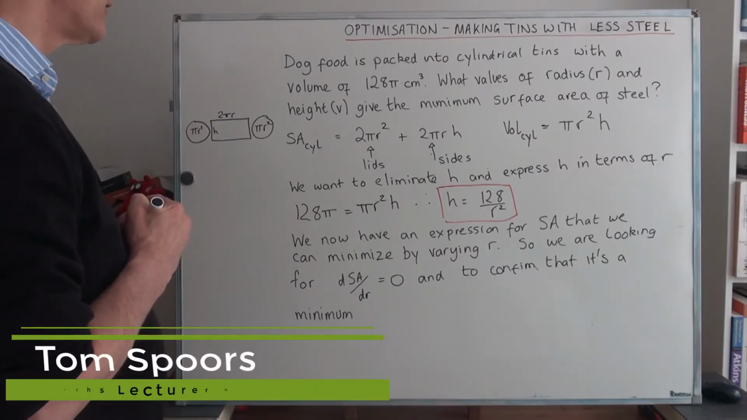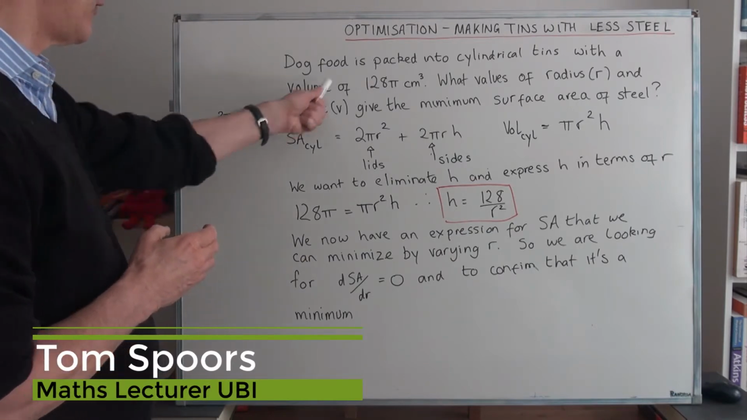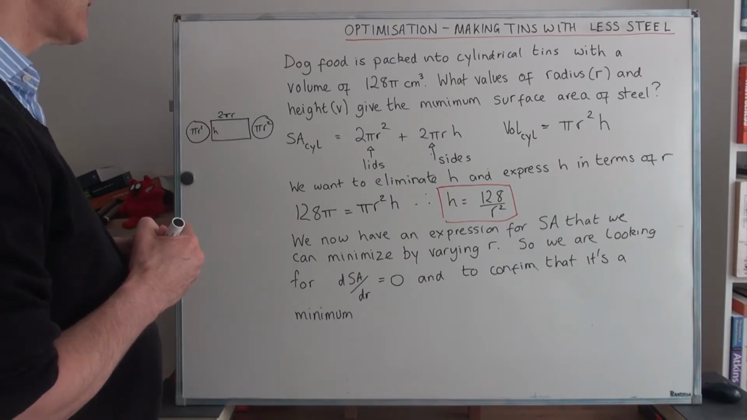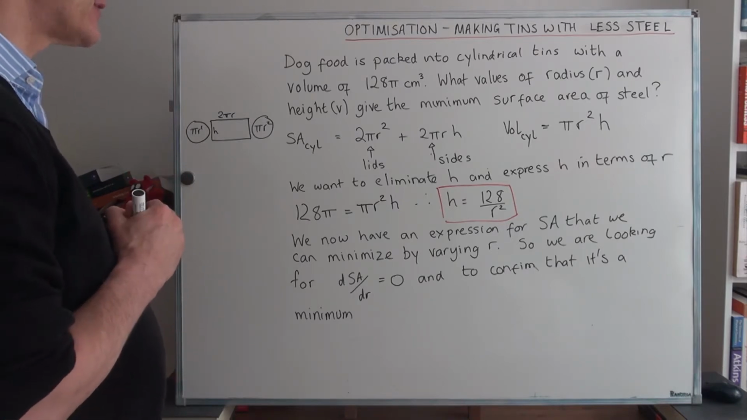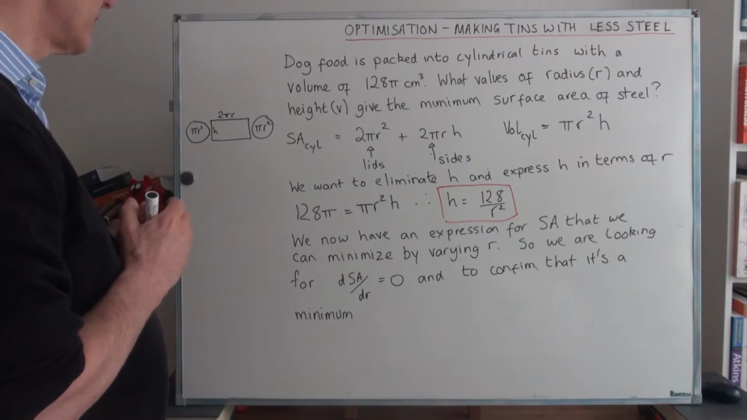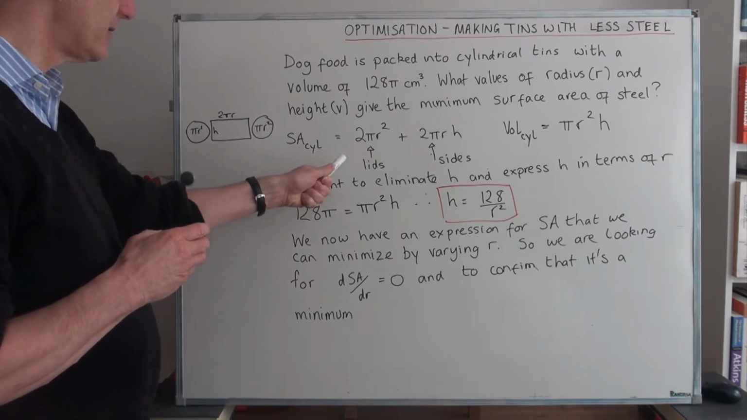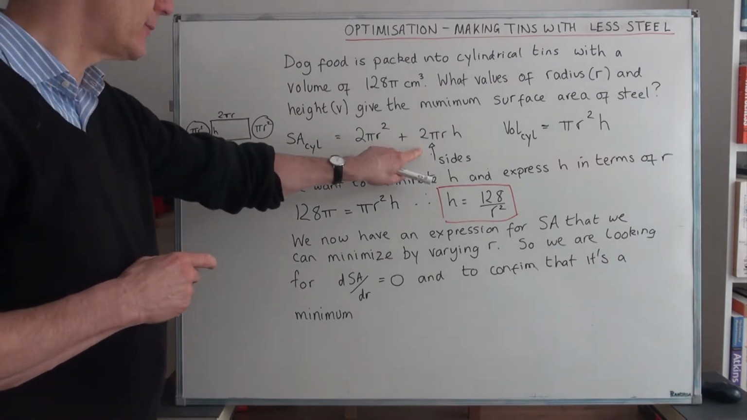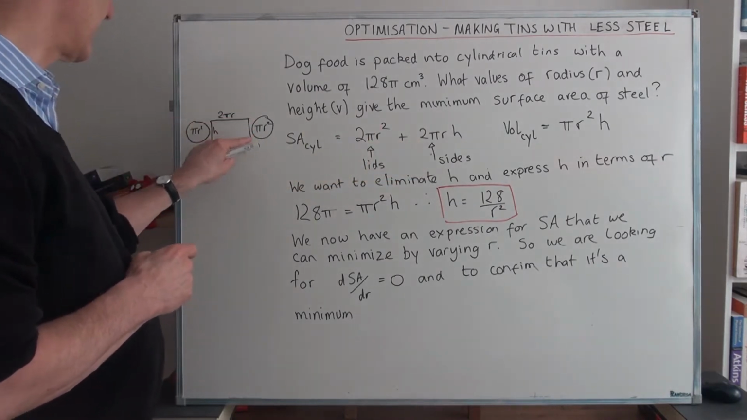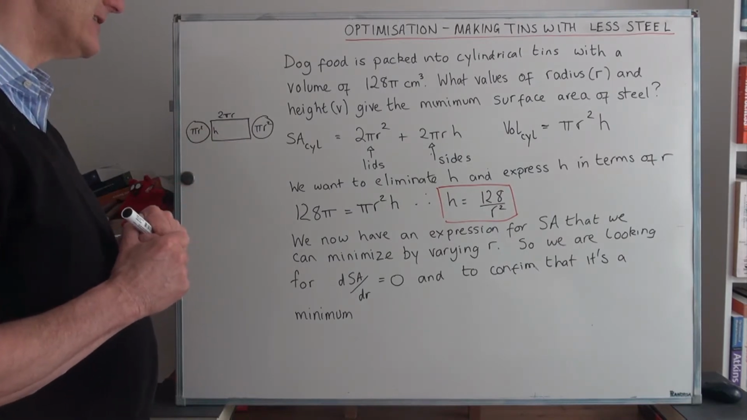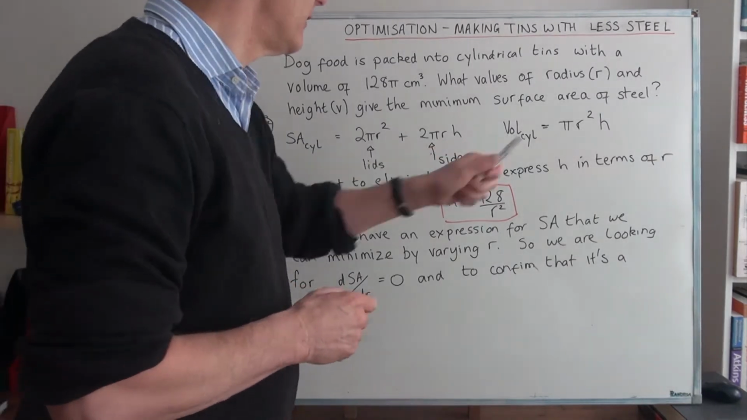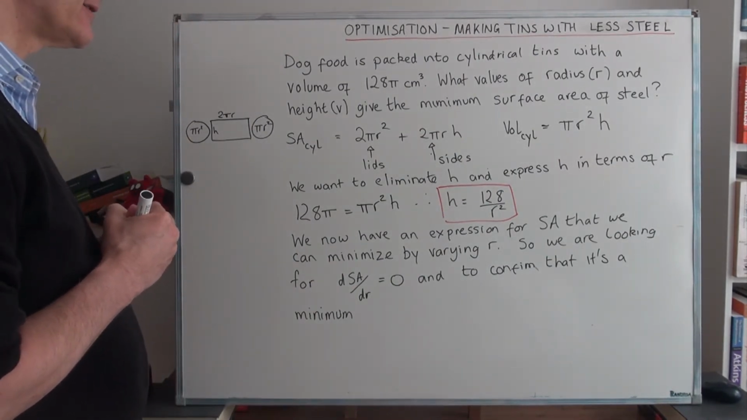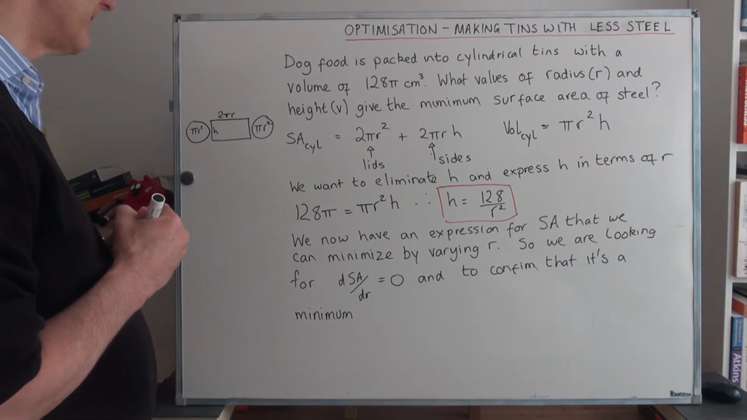We're going to put dog food into tins with a volume of 128 pi, and we need to work out the radius and height which will give the minimum surface area of steel. We have the surface area of a cylinder: 2 pi r squared, two of those, plus 2 pi r h, the strip of metal that goes between the two lids. And we know that the volume of a cylinder is pi r squared h from secondary school geometry.